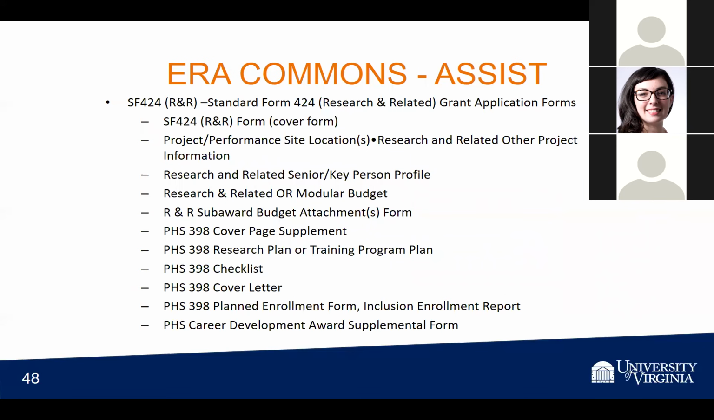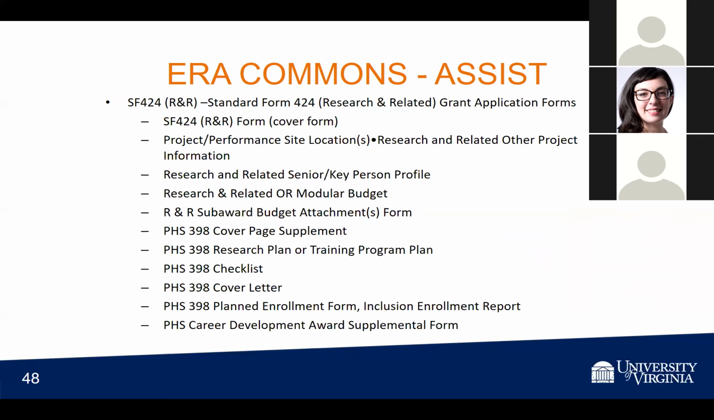So eRA Commons Assist, which I just mentioned, is the proposal portal within eRA Commons for the NIH. They utilize the SF424 R&R standard form. And so these are a host of the normal requirements that we have to submit on every proposal. There's a cover form, and there's information about the performance site locations and key personnel.